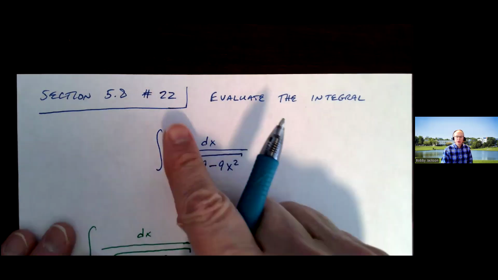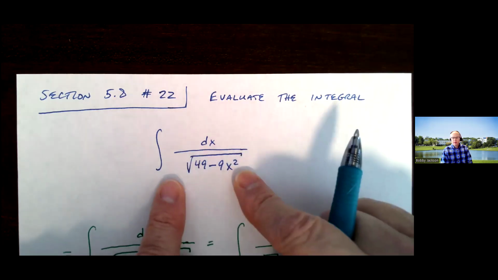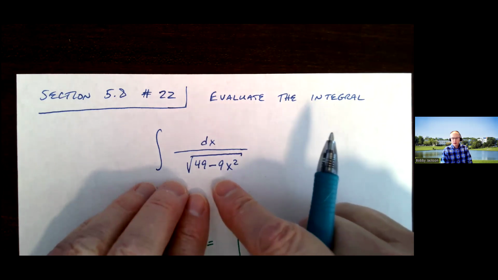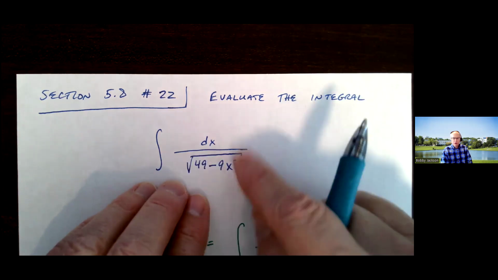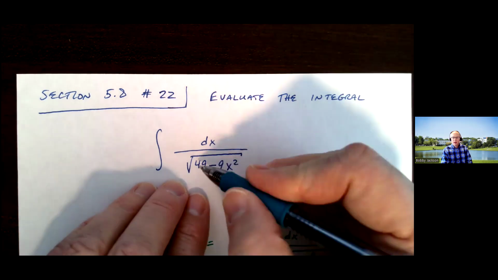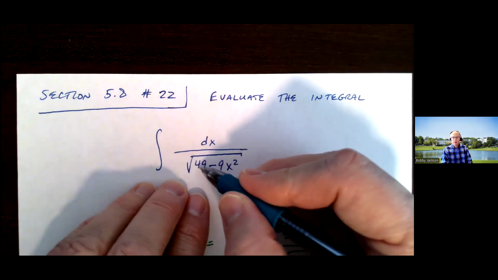Okay, let's look at number 22 in section 5.8. We're going to evaluate this indefinite integral. If you look at it in this section, we know we've been talking about integrals that evaluate as the inverse sine or inverse tangent, for example. This one certainly looks to be close to being inverse sine, but we need this 49 to be what? To be a 1. And so that's our first goal.